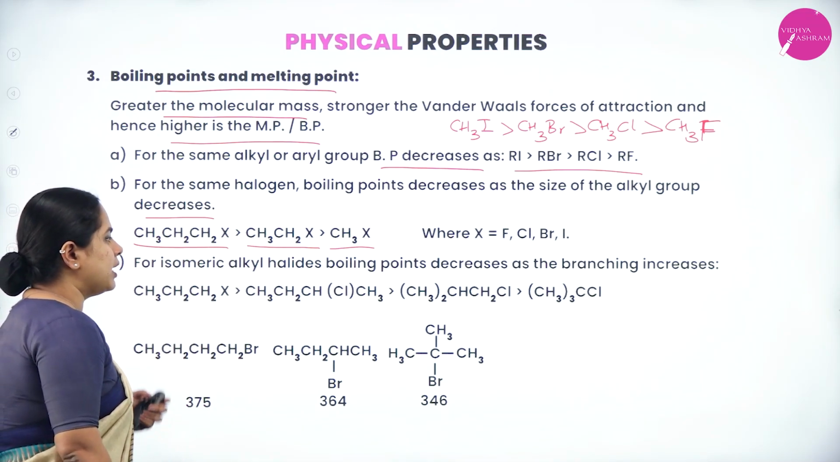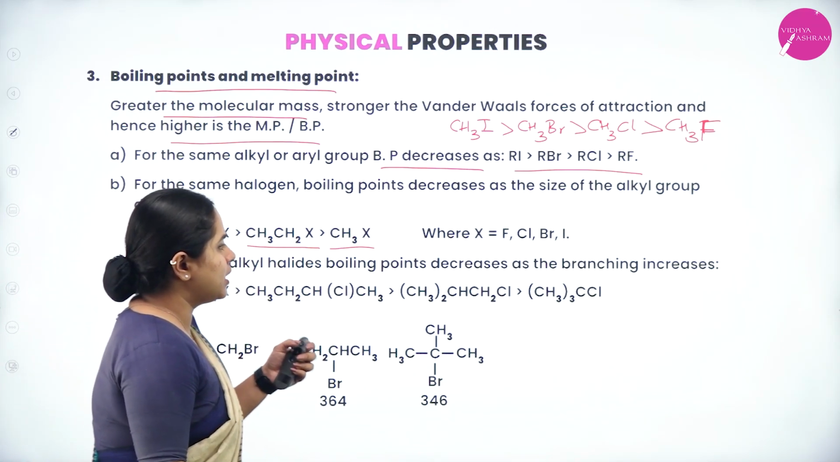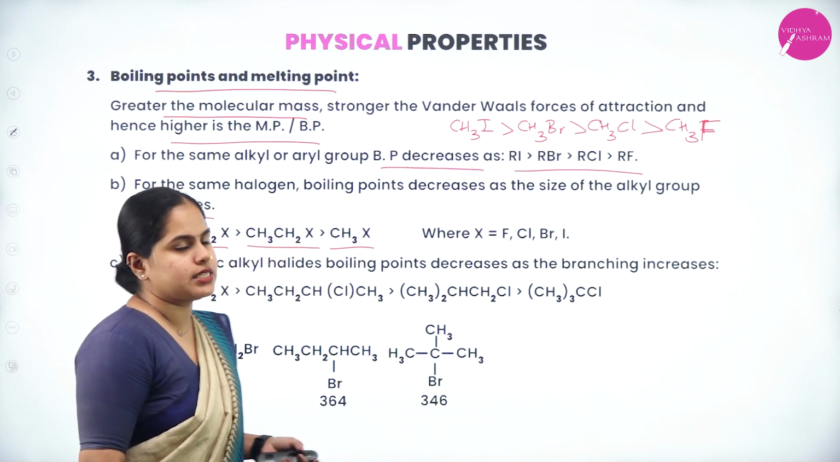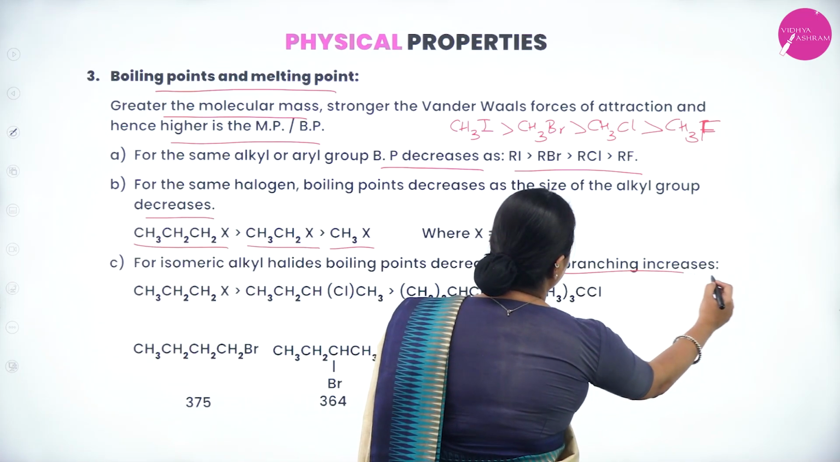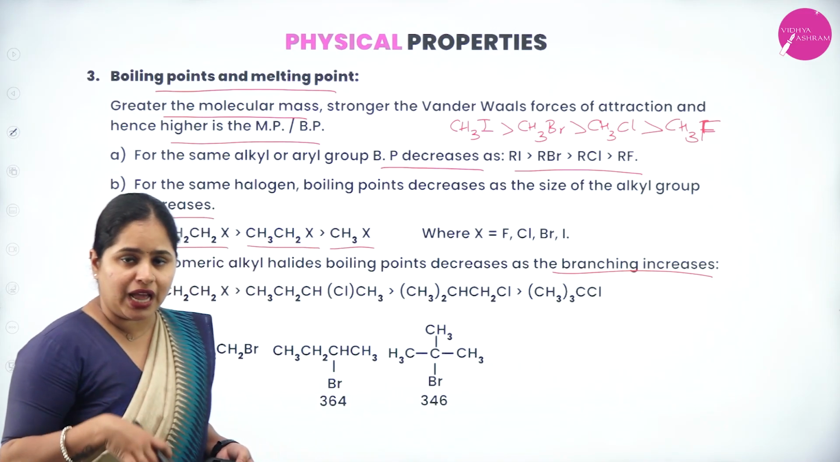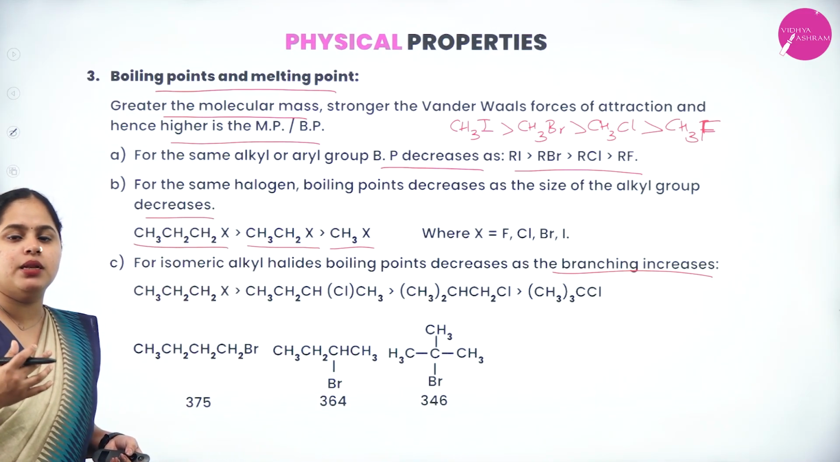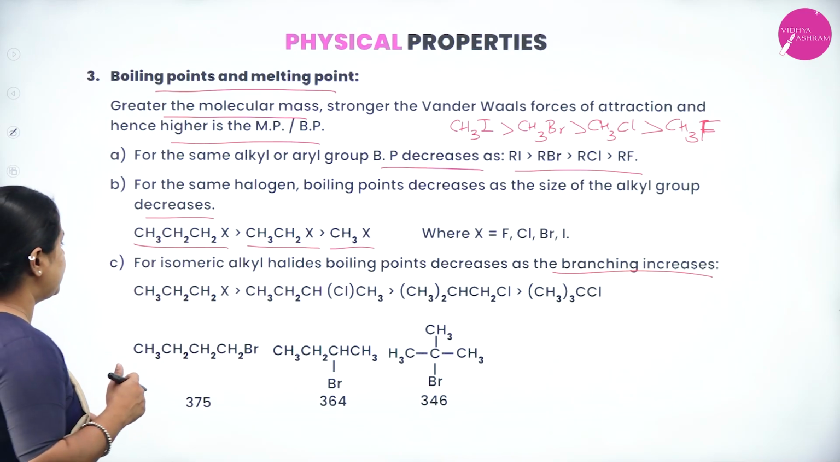Now for isomeric alkyl halides, boiling point decreases as the branching increases. Now this is important. As branching increases, what happens? As branching increases, boiling point and melting point decrease. Now why is that? Let's see.